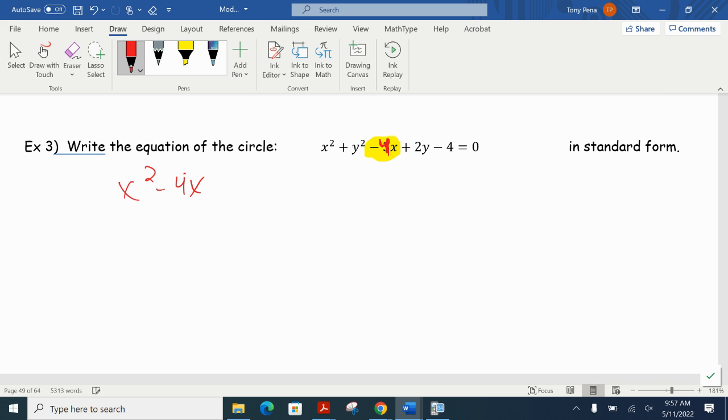Okay, so most of us are rearranging these good, getting the x's together and then the y's together, and then that 4 just hangs out at the end. So these are our x's in order, these are our y's in order. With each of those, now you're going to create that perfect square.